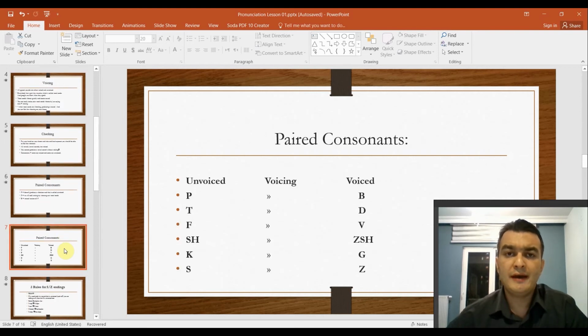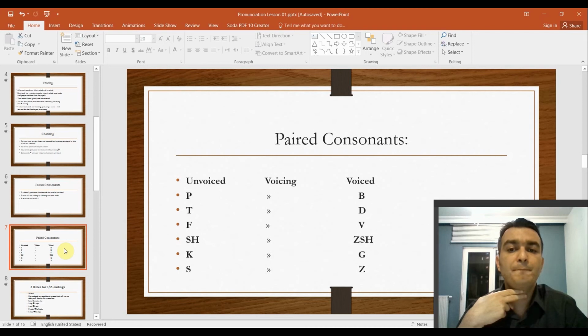In English, we have a set of paired consonants. For example, we have p. Put your fingers, basically. Let's practice. Like p, p, no vibration, is unvoiced. B, b, vibration, is called voiced. Like t, unvoiced. D, feel the vibration. It is called voiced. F, f, okay, unvoiced.